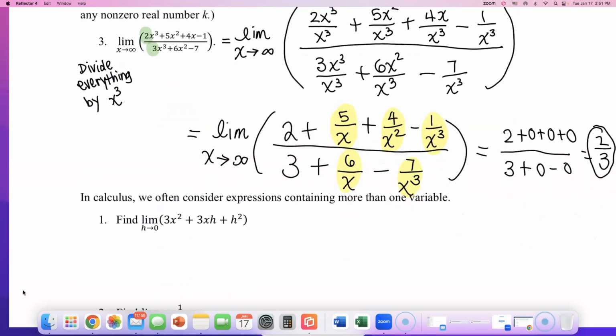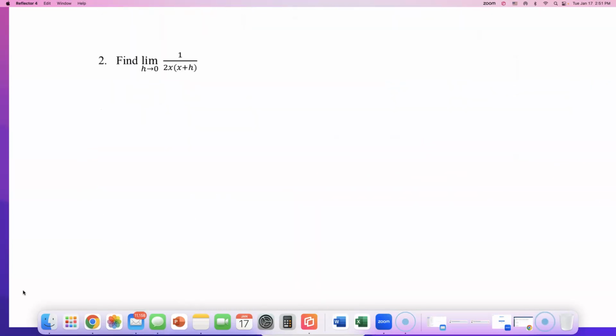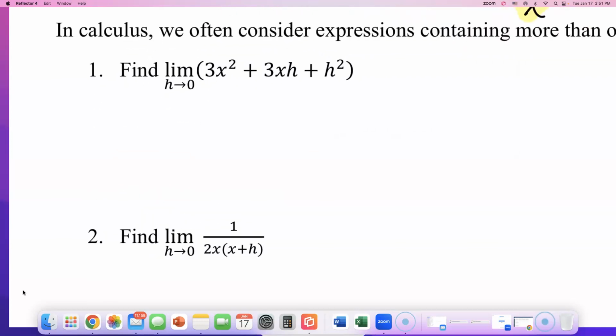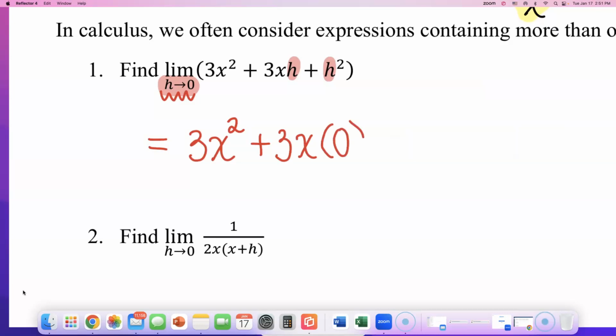Now in calculus, sometimes you may have more than one variable when you're working with limits. So I'll show you these 2 very quick examples. They're asking, find the limit as h approaches 0 of this expression. What you have to be careful about is that you plug in h equals 0 only into h's. So where is h? Well, h is here and h is there. So don't be plugging in 0 everywhere. Like this x right there needs to stay as x. That's not h. So keep that as x. Plus 3 times x times 0 plus 0 squared.